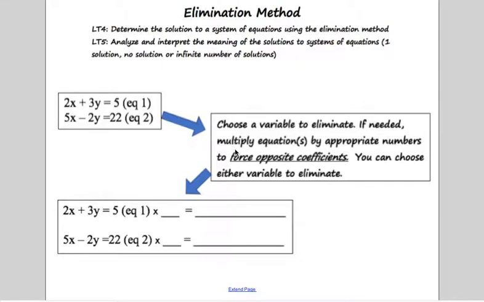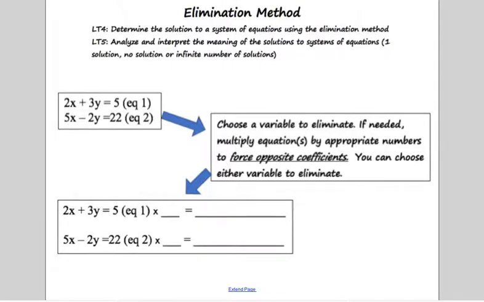In this video, we're going to do the elimination method for systems of equations. Our learning targets are to determine the solution to a system of equations using the elimination method, and to analyze and interpret the meaning of the solution, whether we get one solution, no solution, or an infinite number of solutions. We're going to work through one example.